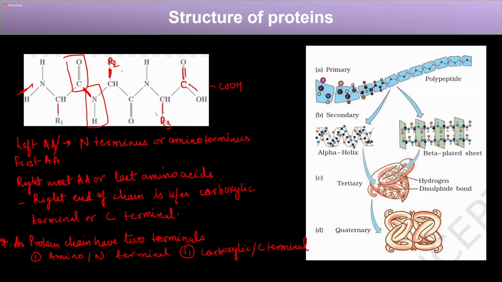Now, if you look at the structure of the protein, there are four layers of structure in a protein. The first is known as the primary layer, the second is the secondary layer, the third is the tertiary layer, and the fourth is the quaternary layer. So protein has four types of structure: primary structure, secondary structure, tertiary structure, and quaternary structure. Now let's study these structures one by one.